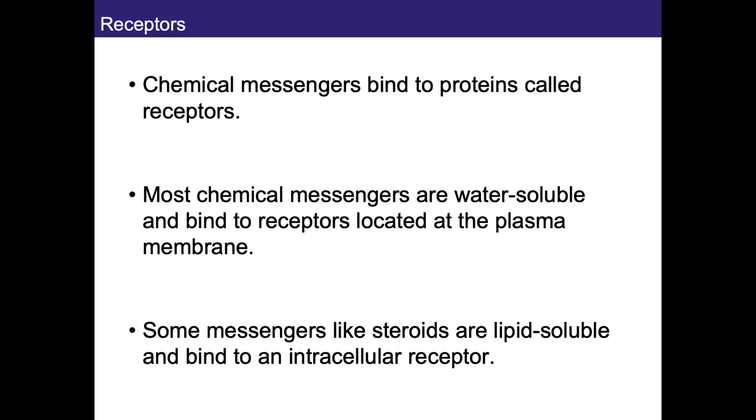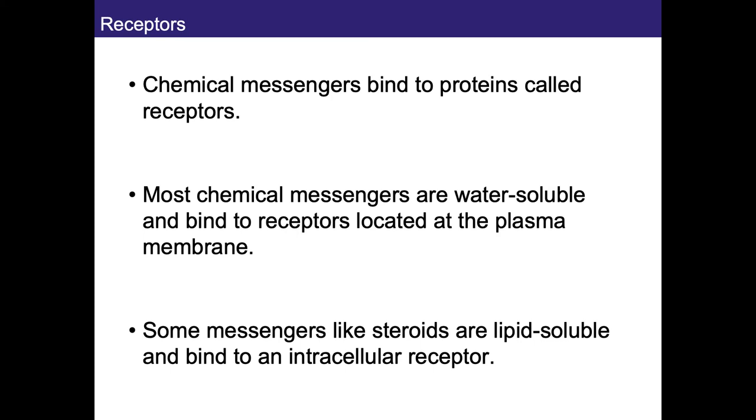But some messengers are steroids, right? Like we talked about with simple diffusion. They're lipid soluble or hydrophobic. And they can easily cross the plasma membrane into the nuclear membrane, across the nuclear membrane into the nucleus. A lot of times they actually initiate protein synthesis.